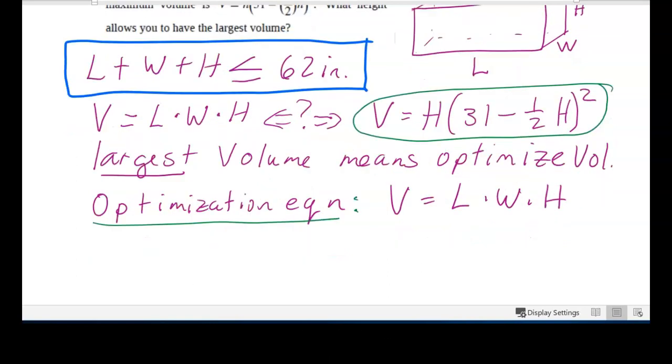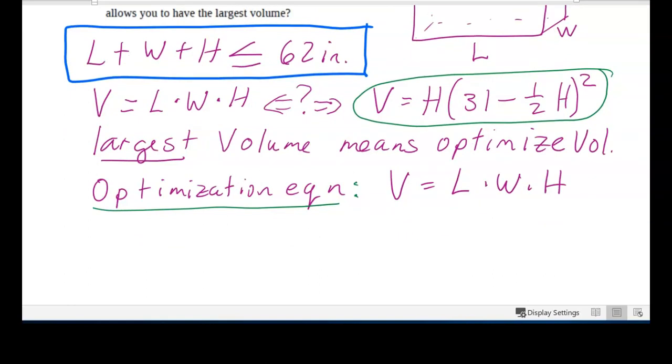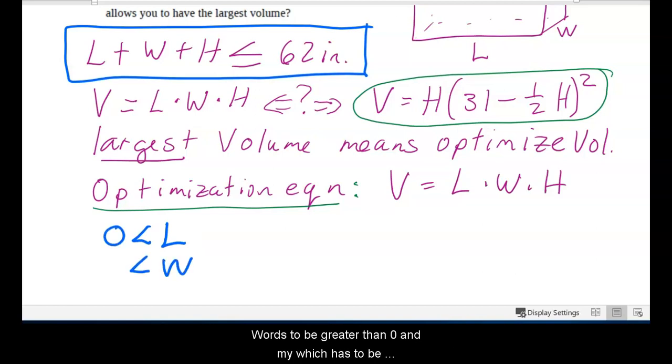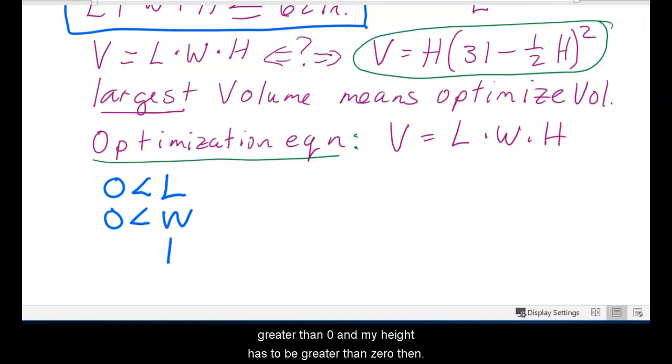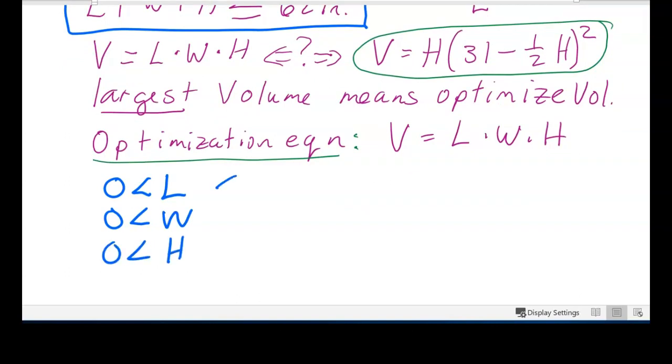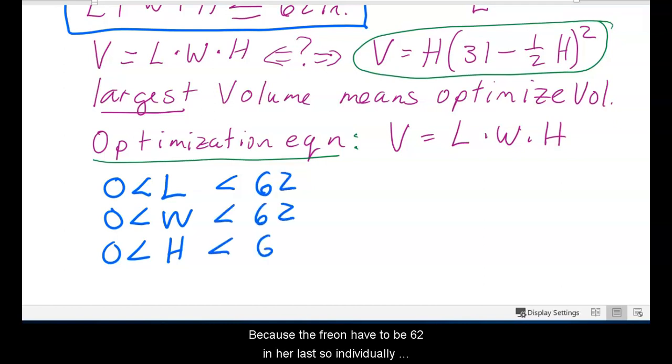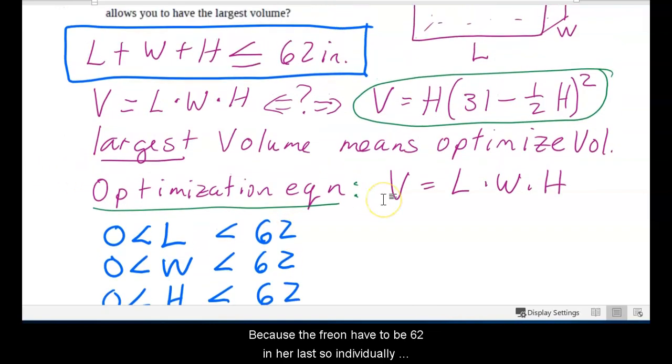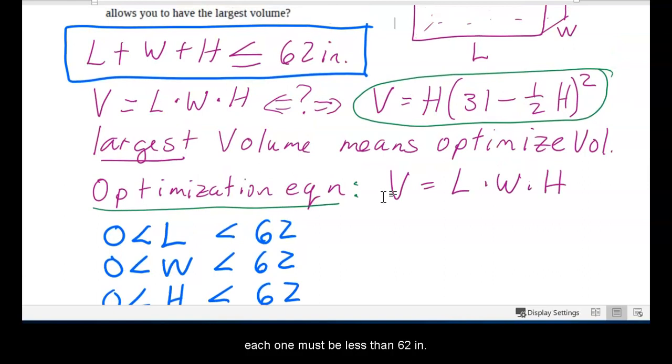Basically, if the length plus the width plus the height have to add up to something that's 62 inches or less, and I know that in order to have a real suitcase, my length has to be greater than 0, and my width has to be greater than 0, and my height has to be greater than 0, then that means that all three also have to be less than 62 inches, because the three added together have to be 62 inches or less, so individually each one must be less than 62 inches. So this gives me four constraint equations: that the length, width, and height are between 0 and 62, and that the sum of the three is less than or equal to 62 inches.